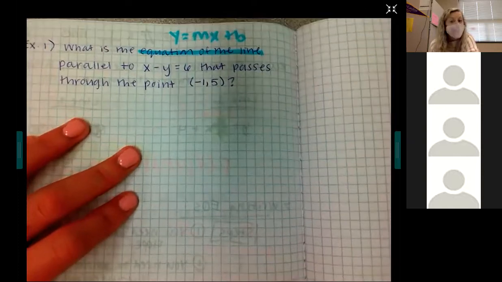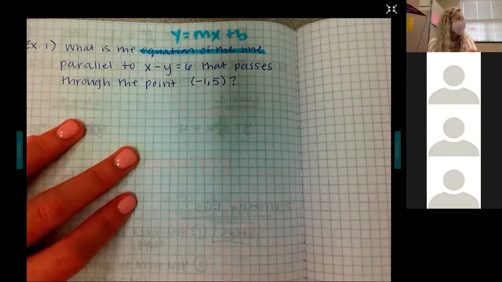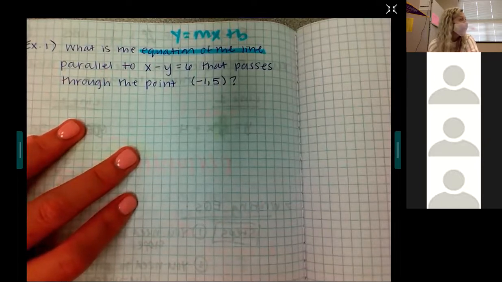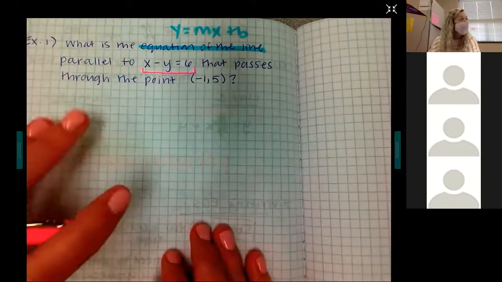Okay, to write an equation, what two things do we have to have? We just wrote them down. Slope and base. Very good. So what's the first step y'all wrote down? Look at number 1. What did we write down? Find the slope. So let's look at the equation they gave us. They gave us x minus y equals 6, and we need the parallel slope. Y'all know how to do that. That's what we did yesterday. So I'm going to write down here x minus y equals 6.